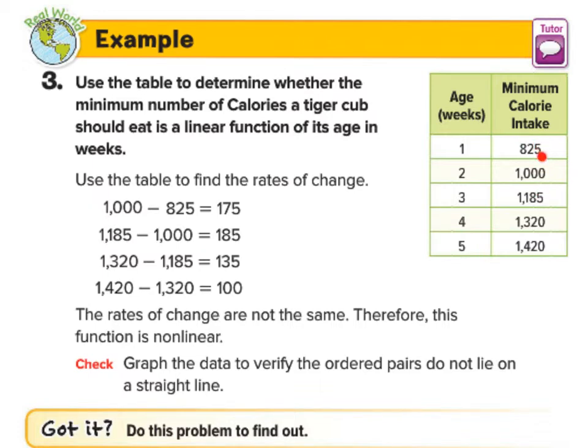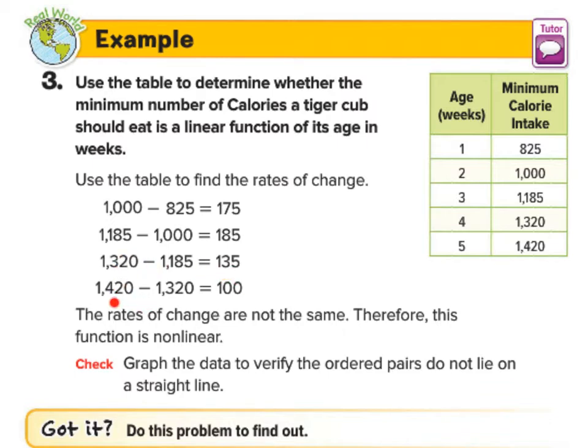So how do we know if the increase is constant, if it's increasing by the same amount each week? What we need to do is compare our increase in y. By simply finding the difference, like y2 minus y1, and so on. And that's what they've done here. They've taken y2 minus y1, and they see that it was an increase of 175. But then the next increase was an increase of 185. At the third week, it only increased by 135.